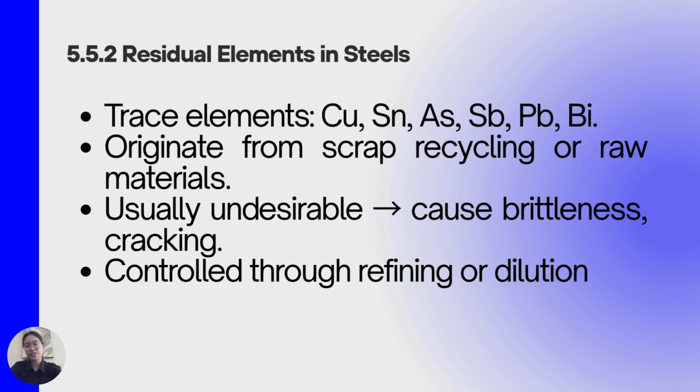Residual elements are those unintentionally present in steel, often introduced from recycled scrap or impurities in ores. Elements such as copper, tin, arsenic, antimony, lead, and bismuth can accumulate and adversely affect properties. For example, lead and bismuth may cause hot shortness, making the steel brittle at high temperature. To control these effects, producers use secondary refining or dilution with virgin materials. Residual control ensures consistent performance in structural and high-quality applications.